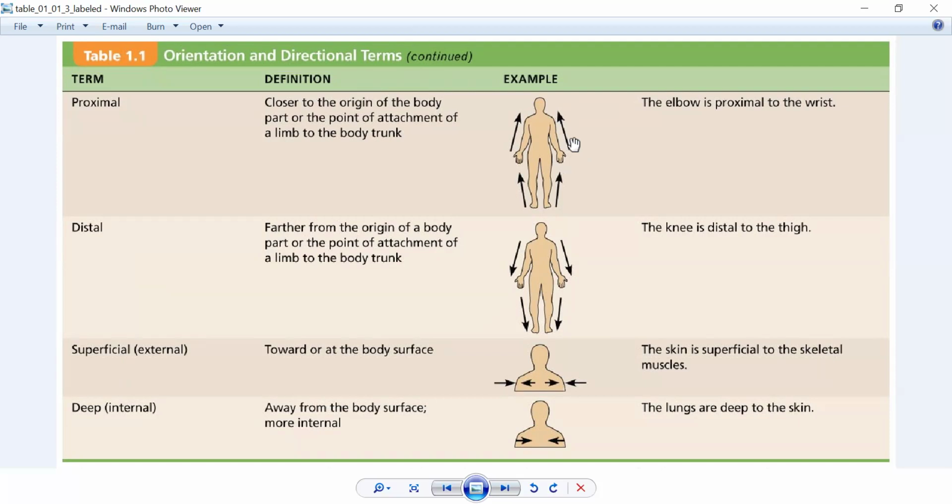which means further away. Now, let's just say I use two other points. Let's say my wrist and my knee. If I compare those two points, now my wrist is closer to the shoulder. Then the wrist, you could say, is proximal, whereas the knee compared to the wrist would be more distal, further away.